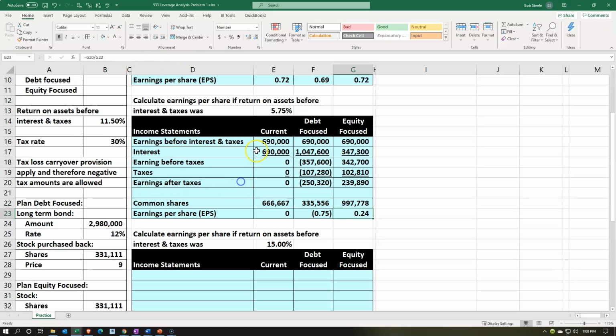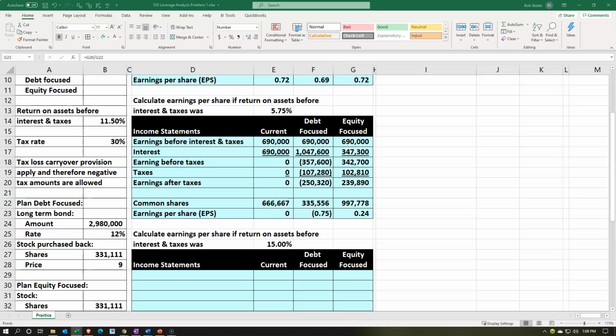So notice as our earnings go down, as our returns go down, the debt focused plan looks worse here. You can think that when you have more leverage, more debt focus, when there's a decline, that could escalate the decline, and the equity focused plan looks better as we had this decline happening.